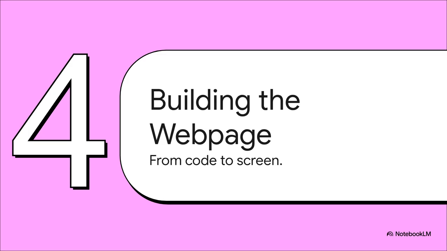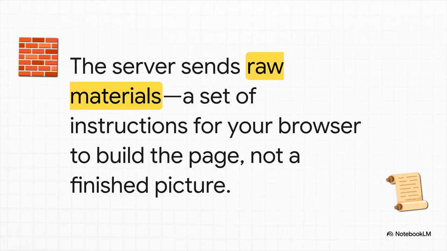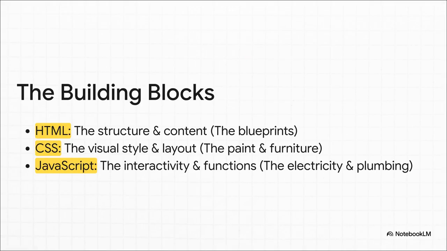But hold on, we're not done yet. Your browser now has a big pile of code, not a website. So now we get to the final and most visual step, actually building the page. Now, this is a really important point. The server doesn't send a finished picture of the website. It sends the raw materials, a set of instructions. Your browser's job is to act like a construction crew, reading those instructions and building the final website right there on your screen. And these instructions, they come in 3 main languages.